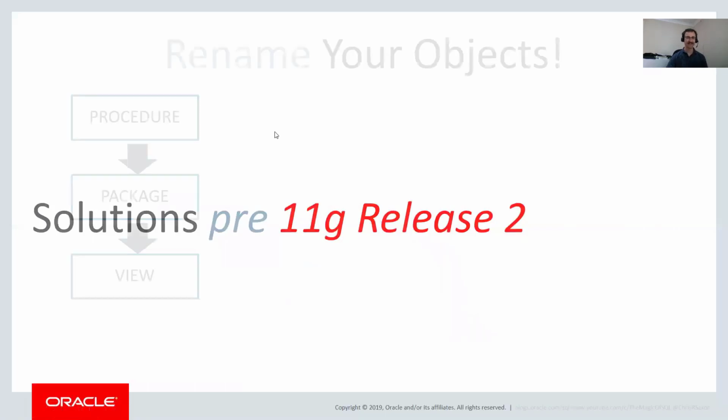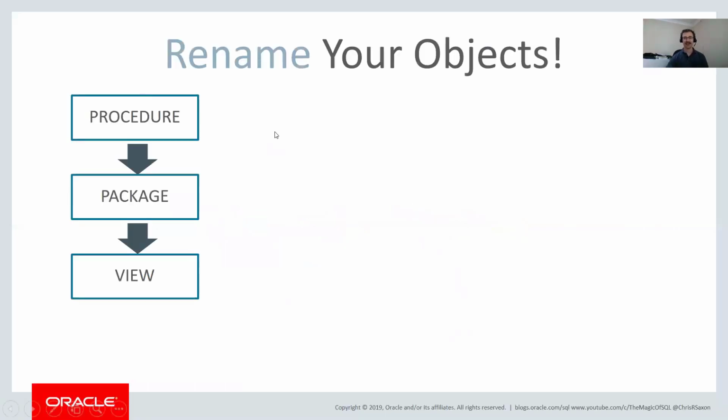So let's imagine we've got a little simple application here. We've got a view, which is referenced by a package, which is referenced by a procedure. And when we're doing a change, instead of changing that object itself, we'll create a new version of it with a number on the end saying which version of it is. So I'm making a change to the view here. I'm going to add a column to the select list, for example. So instead of recompiling the view itself, I will create a new object called view2.